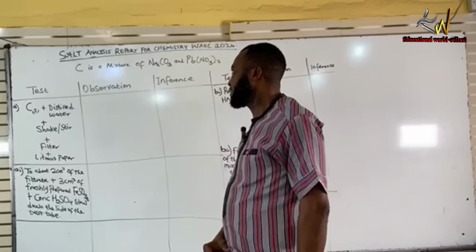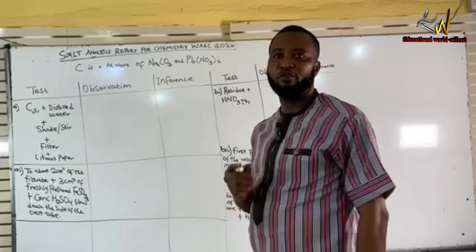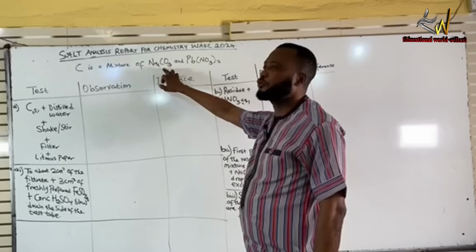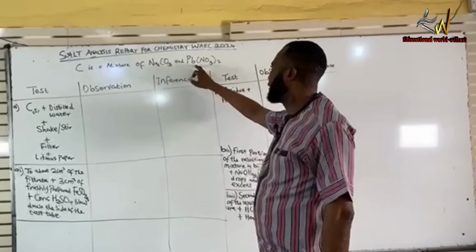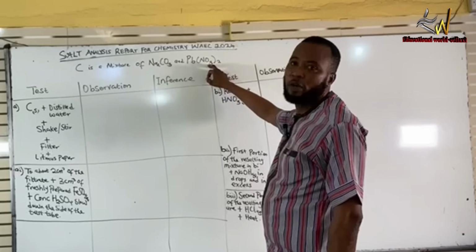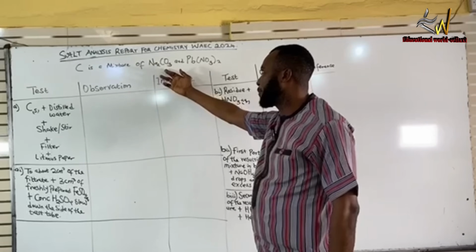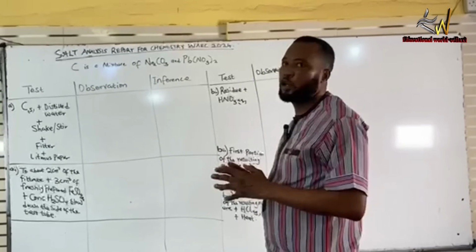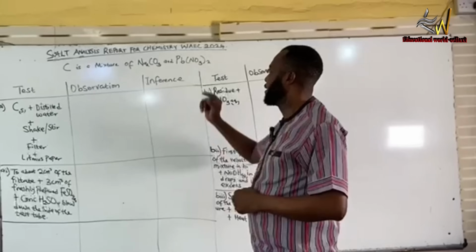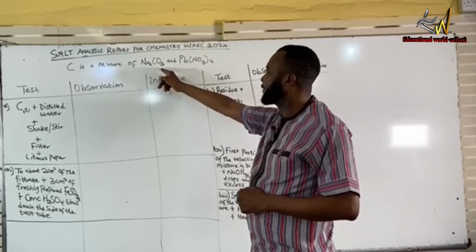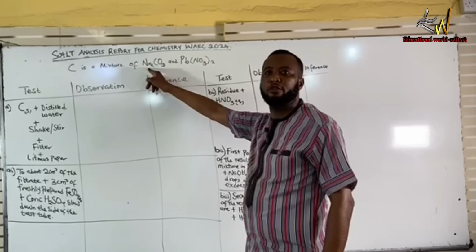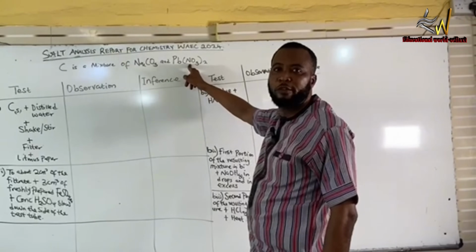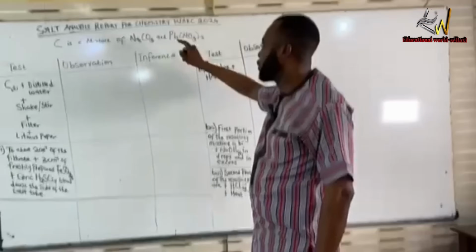Now, in salt analysis for Chemistry WAEC 2024, we're given sample C, a mixture of sodium carbonate and lead nitrate. Now, these two salts are soluble salts. The sodium carbonate is soluble because all salts of sodium are soluble, and the lead nitrate is soluble because all salts of nitrate are also soluble.